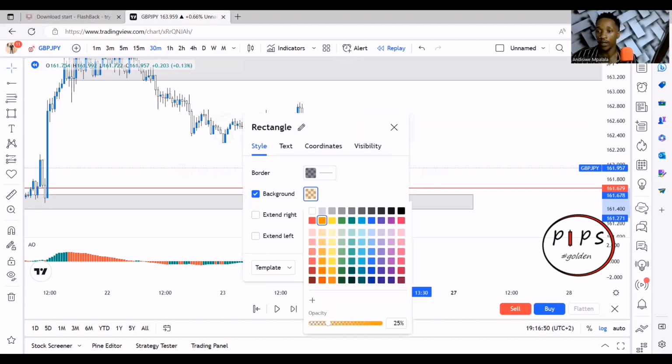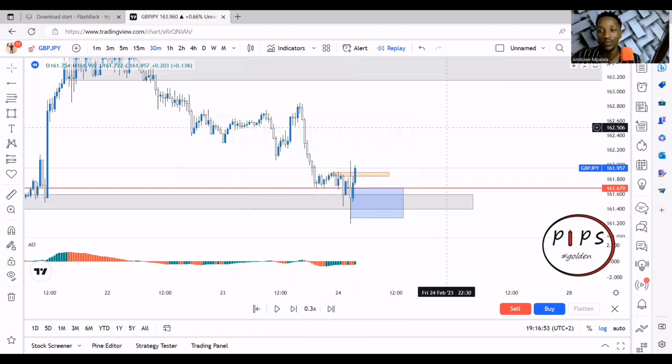Anyway, what are we looking for now? We're looking for price to come back and retest this demand area right here.